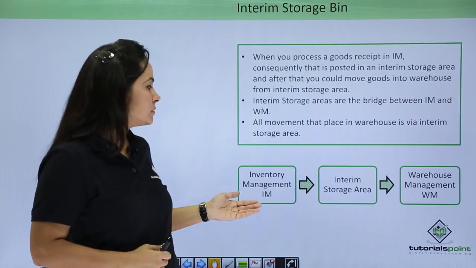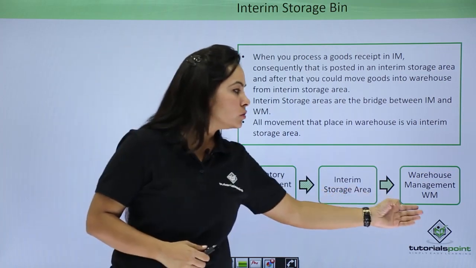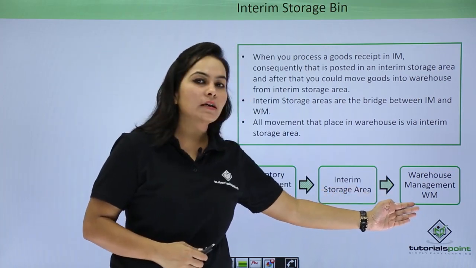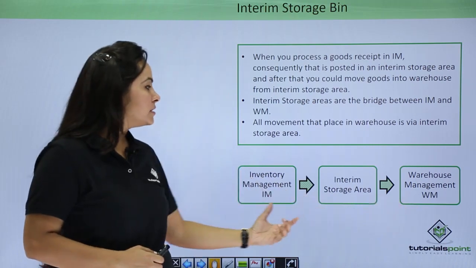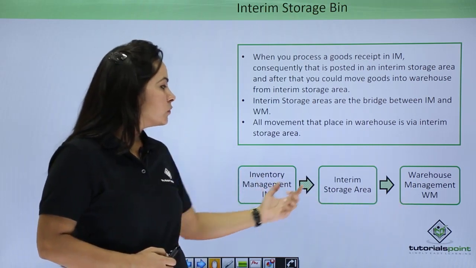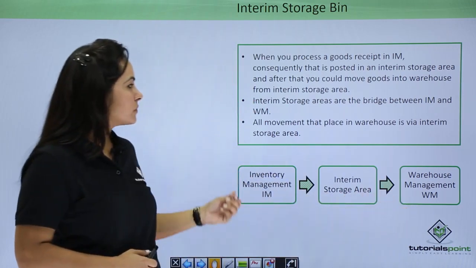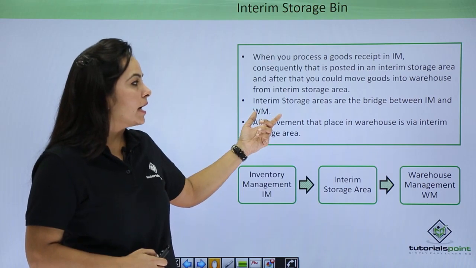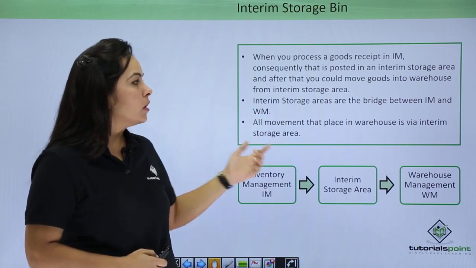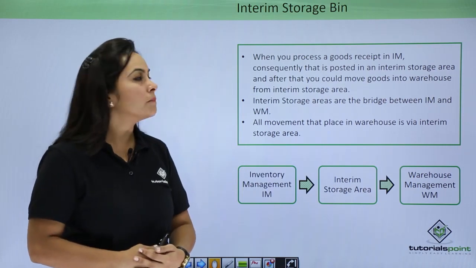Suppose your material is placed at inventory management, that is at storage location level, and you want to move your material at WM level, that is at warehouse. So a bridge is required between IM and WM. So the material will first move to interim storage area, then it will move to warehouse management. So interim storage area acts as a bridge between IM and WM. All the movements that take place in warehouse is via interim storage area.